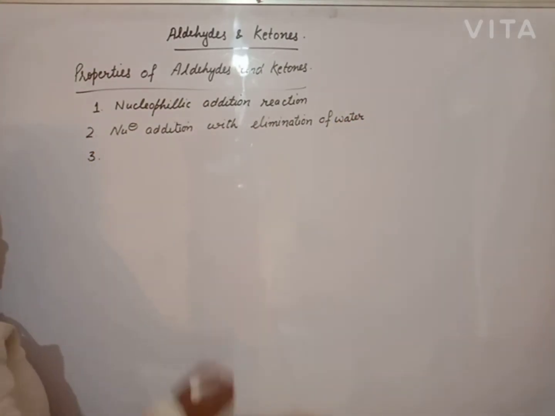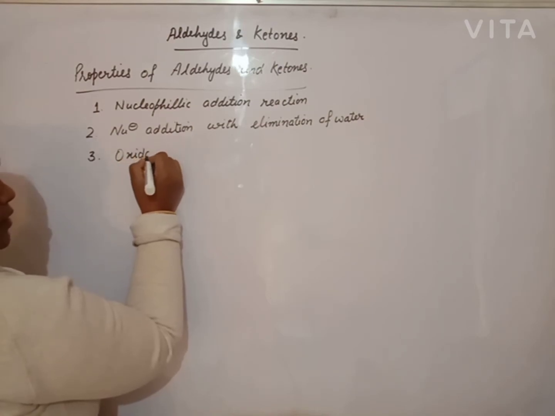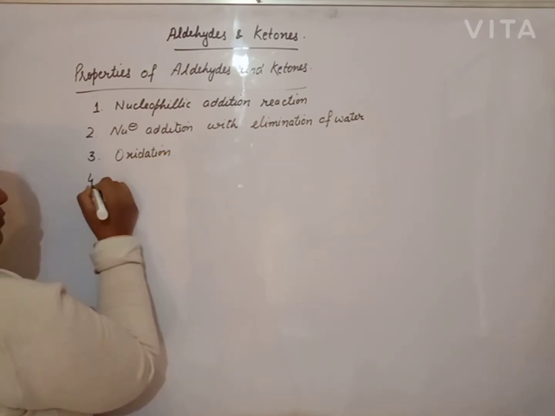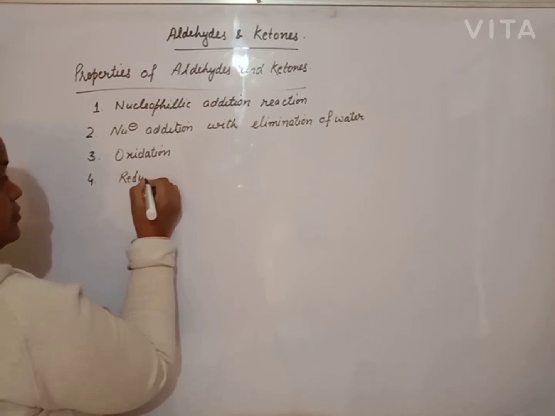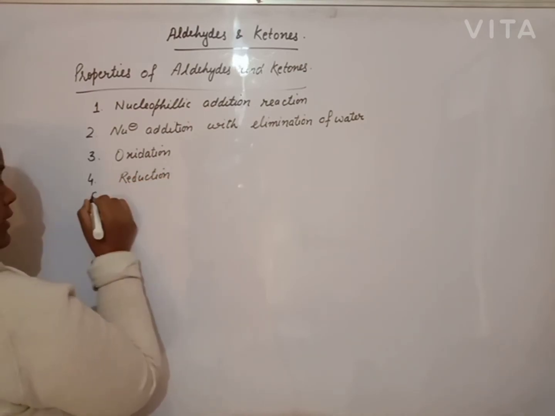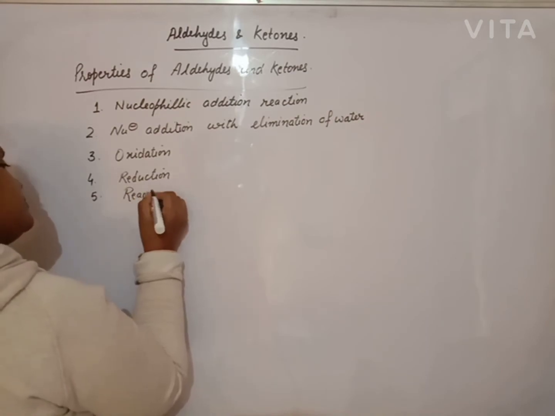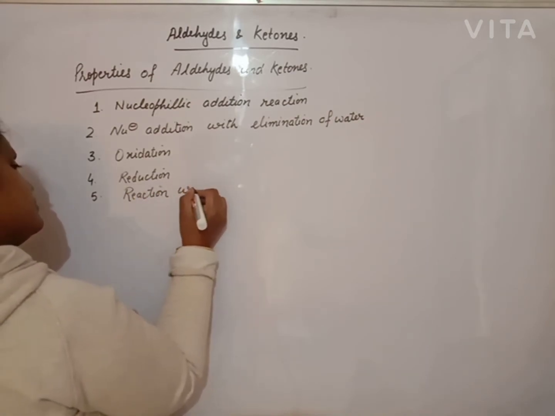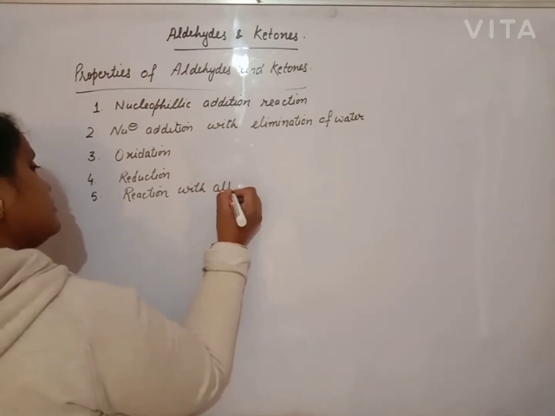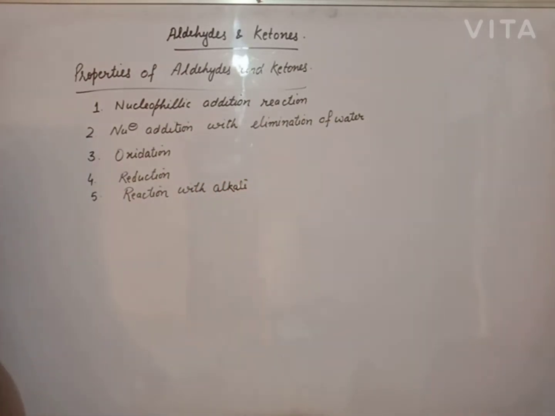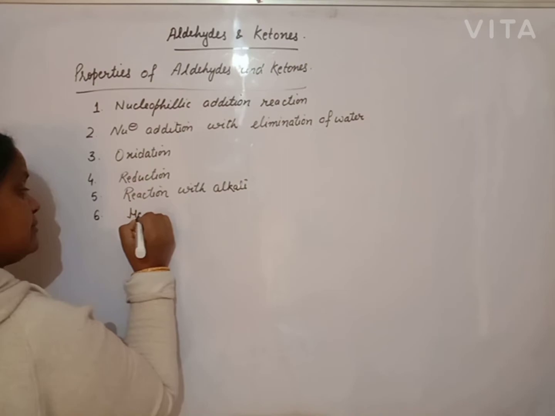Next one, oxidation, reduction, then reaction with alkali. Aldehyde and ketone have the following reactions: nucleophilic addition with elimination, oxidation, reduction, reaction with alkali, and halogenation reaction.